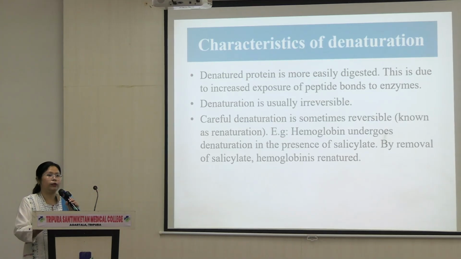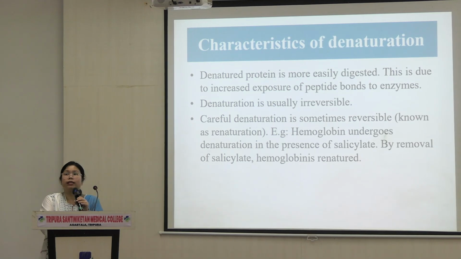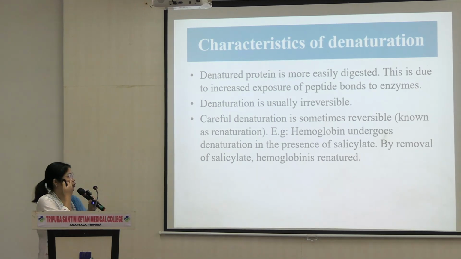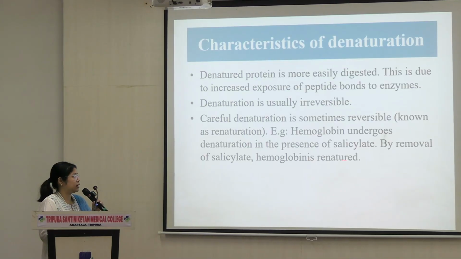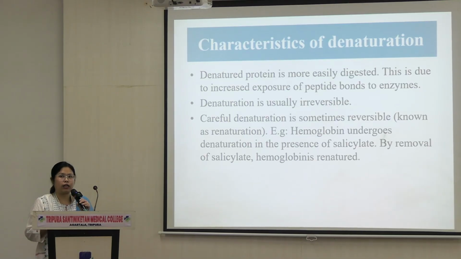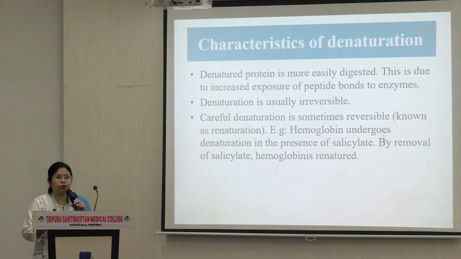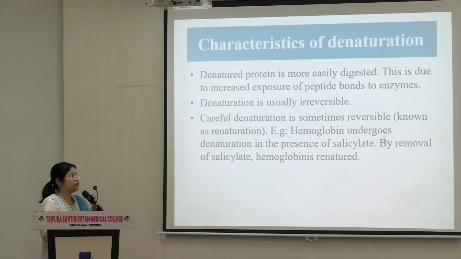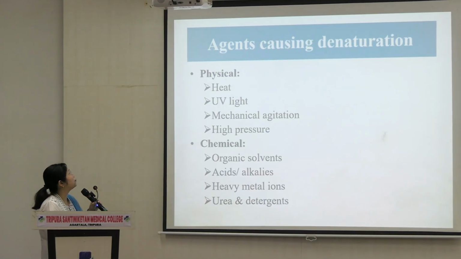Example is hemoglobin. So when hemoglobin comes in contact with salicylate, salicylate is just a type of a drug, it undergoes denaturation. But if we remove this salicylate, the triggering factor, then it can come back to its original form, and this is seen rarely and in compounds like hemoglobin.